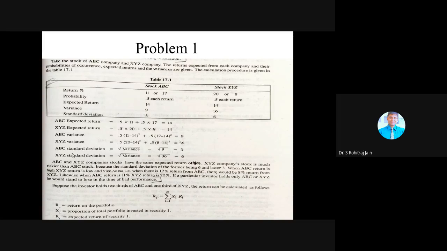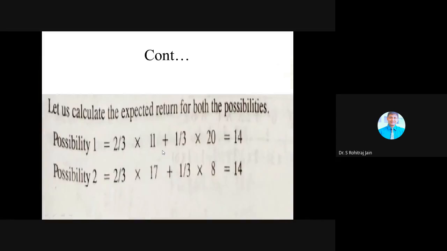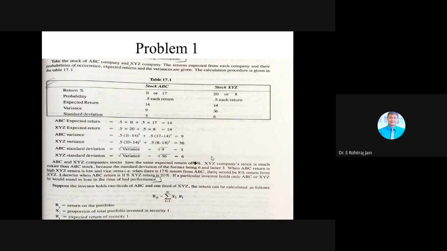Now, after calculating variance, it is very simple to calculate the standard deviation, because everybody knows that standard deviation is equal to the square root of variance. So what is the square root of 9? The square root of 9 is equal to 3. Correct? And similarly, XYZ standard deviation is the square root of variance, square root of 36, which is equal to 6.